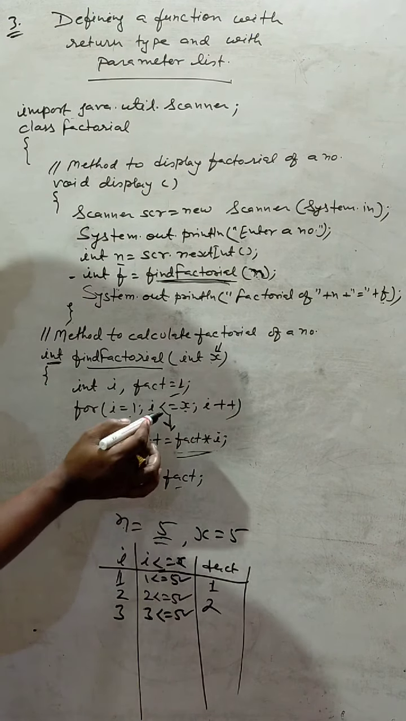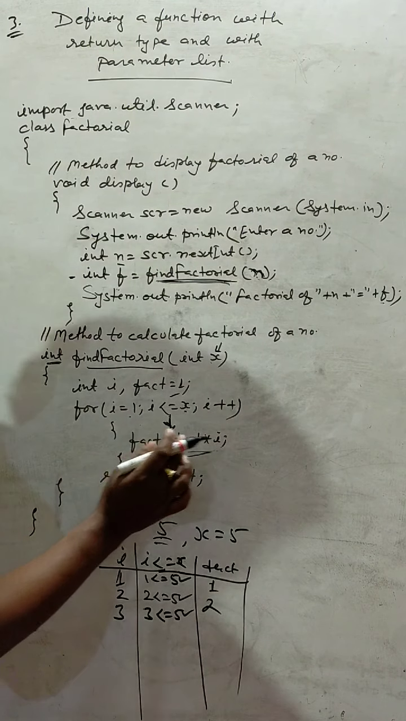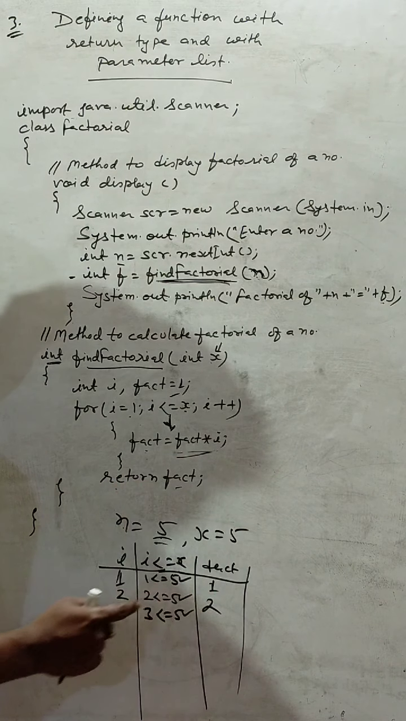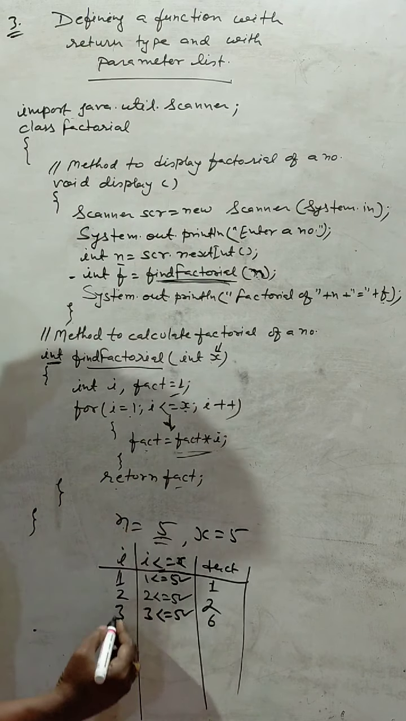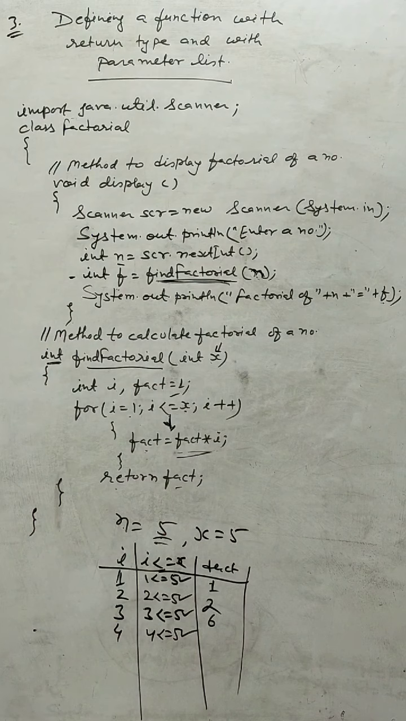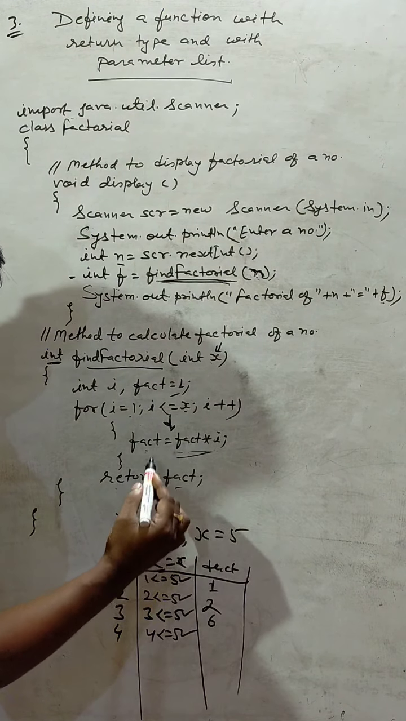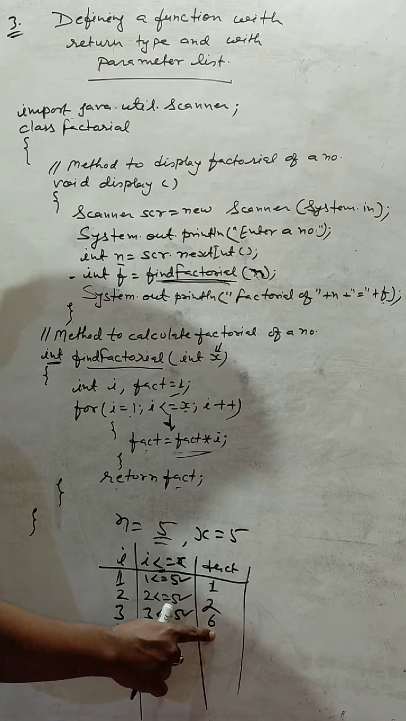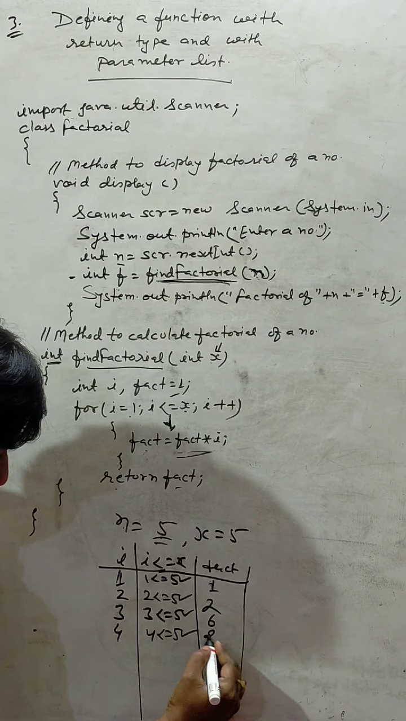The condition is again true. Again the control enters inside the loop. Again fact equal to fact into i will execute. That is, the value of fact is now 2 and i is 3. 2 into 3 is 6. Again i plus plus, it is 4. 4 less than or equal to 5, the condition is true. Again this statement will execute, fact equal to fact into i. The value of fact is 6 and the value of i is 4. 6 into 4 is 24.